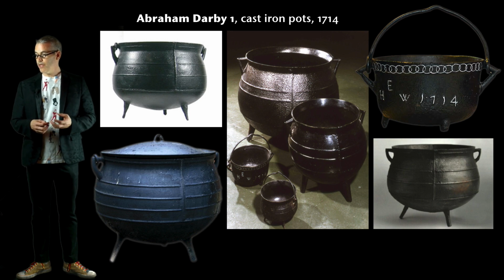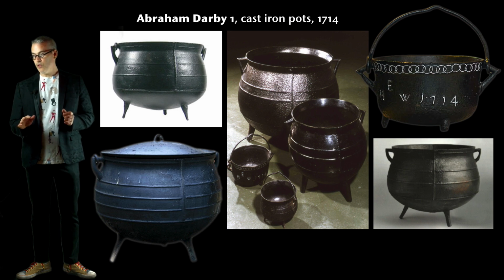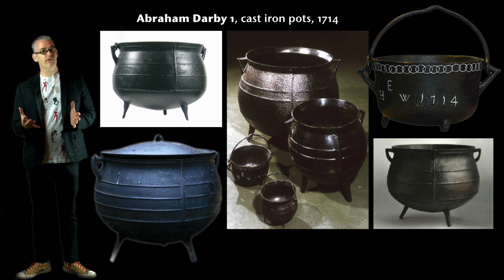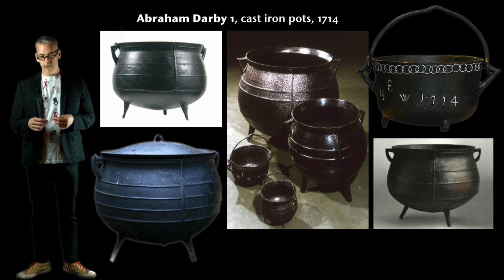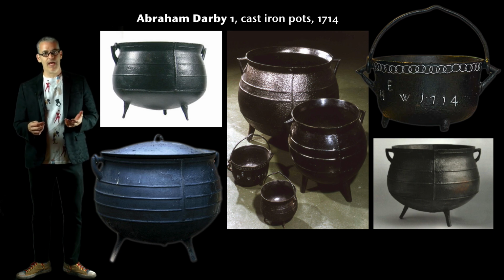Darby was able to pioneer the smelting of iron ore that could be cast into thin sheets. So he could make a sheet material out of iron. He could also cast vessels with a thinner wall, with fewer air bubbles, with less cracking, and produce a lighter weight, more useful pot. He didn't invent the cast metal pot.